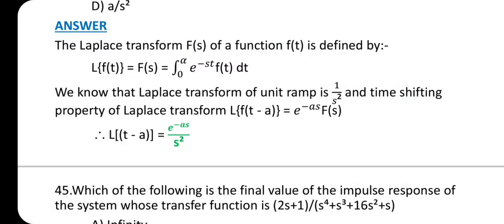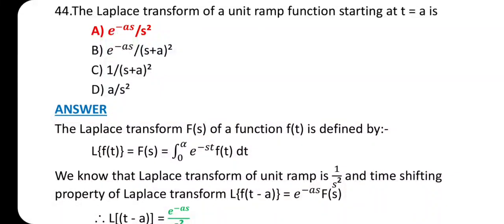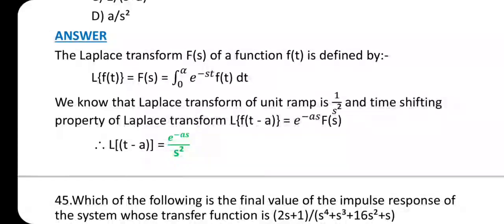We know that Laplace transform of unit ramp is 1 by s square and we know the time shifting property of a Laplace transform, that is Laplace transform of f(t minus a) equal to e raised to minus as F(s). From the given equation, we need to get the Laplace transform of a unit ramp function starting at t equal to a, that is t minus a. That is Laplace transform of t minus a equal to e raised to minus as divided by s square.